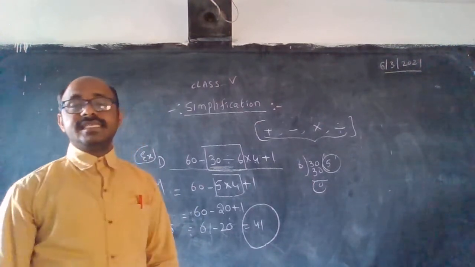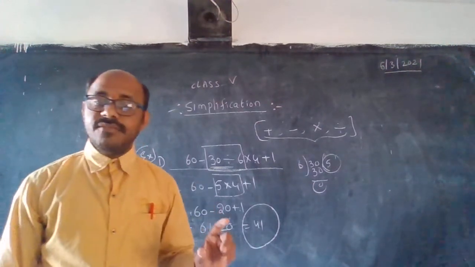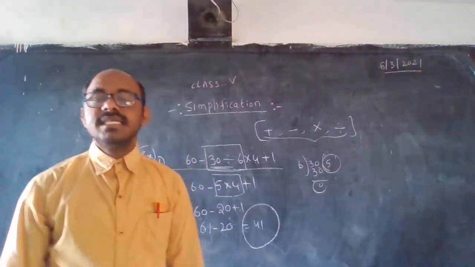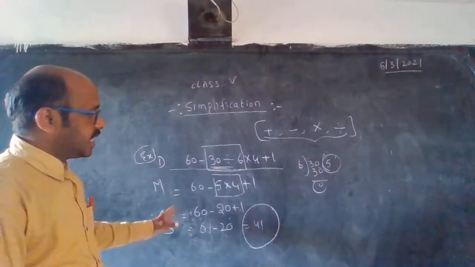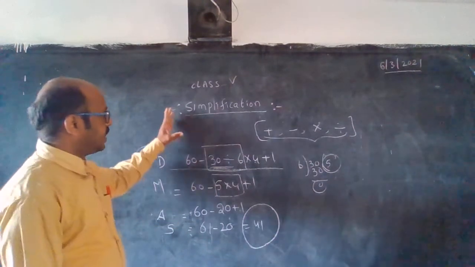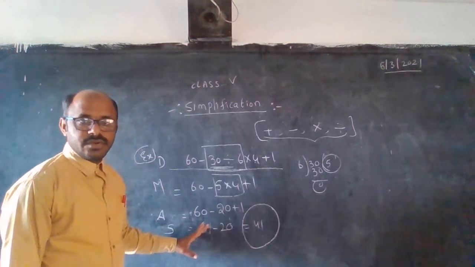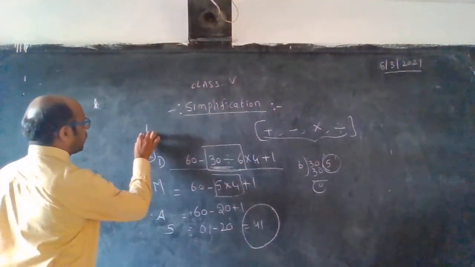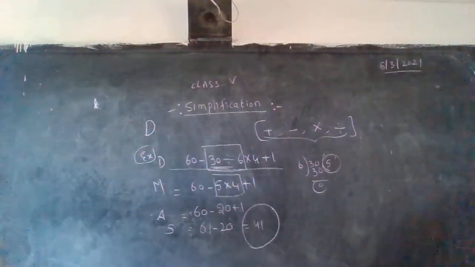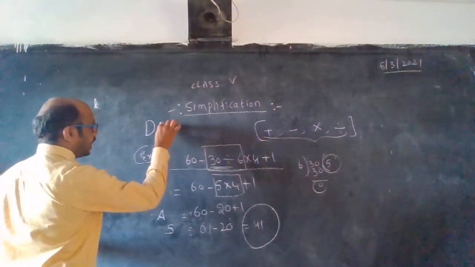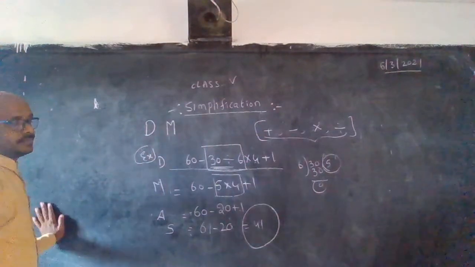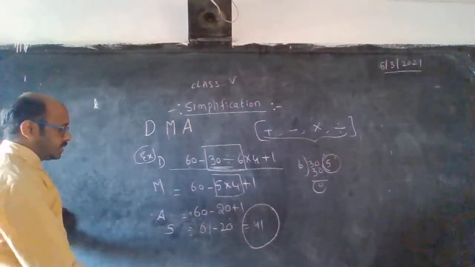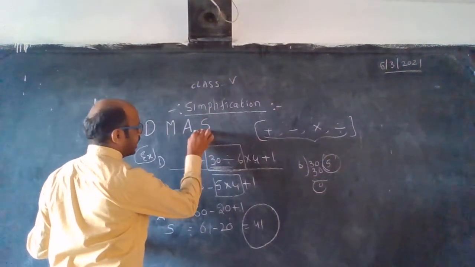This method we will call simplification. What are we saying, this one is simplification. Okay, children, observe this. First we are applying division. Next we are applying multiplication. Next we are applying addition. Next we applied subtraction.